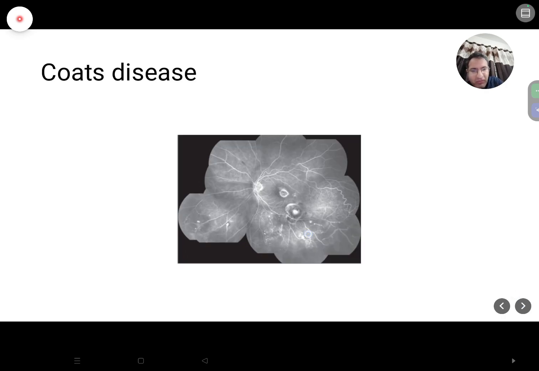Coats disease, we see multiple telangiectatic vessels. And here there is leakage along with some hypofluorescence, which might be hemorrhage, and along with this, in the center there is a leakage corresponding to the CME, cystoid macular edema, and this area is a totally non-perfused area.